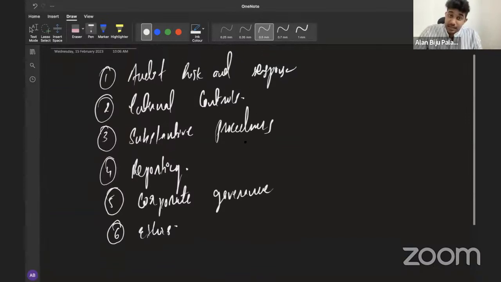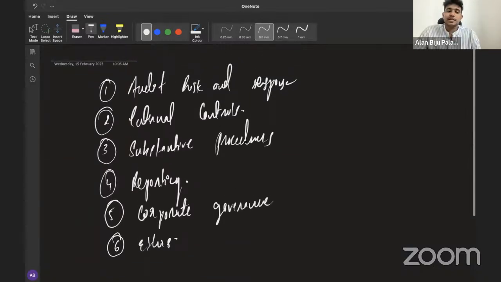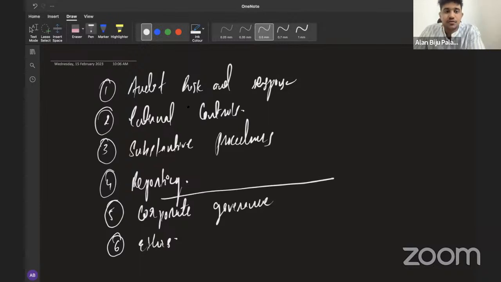These are the main areas which will be asked as part of your 70 marks area, which means your descriptive area. We are pretty sure that we will be getting questions from the first 4 elements: audit risk, internal control, substantive procedures, and reporting. It is not that sure about corporate governance and ethics, but there's still a possibility that they can be asked. But the ethics part will be tested as part of your MCQ questions also.